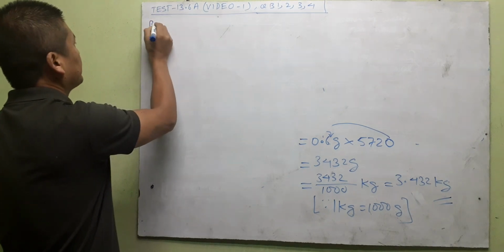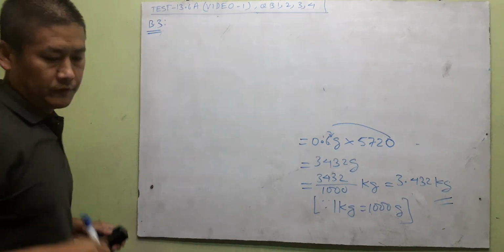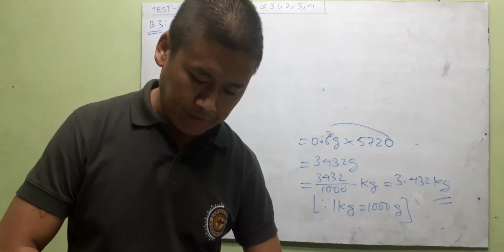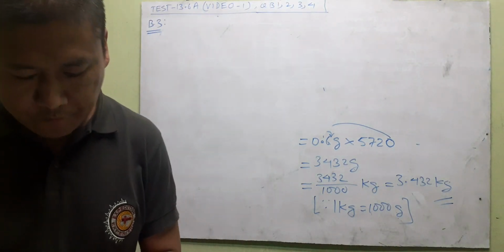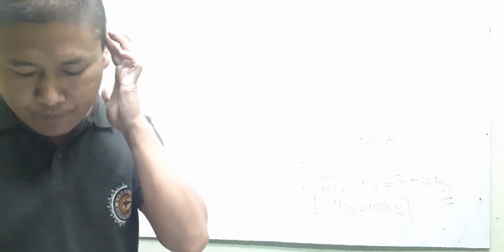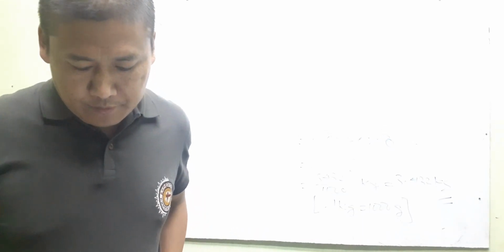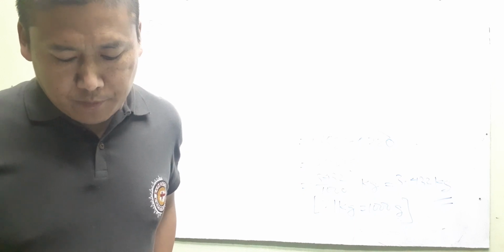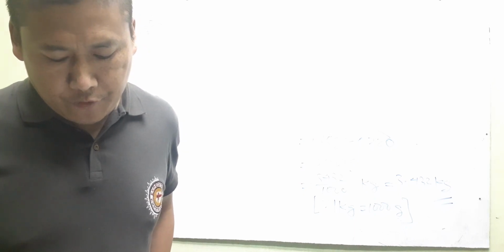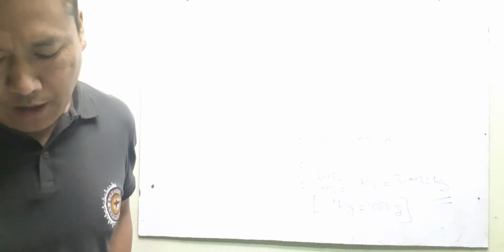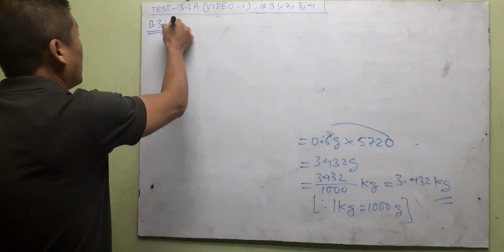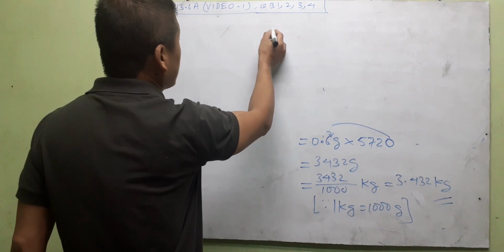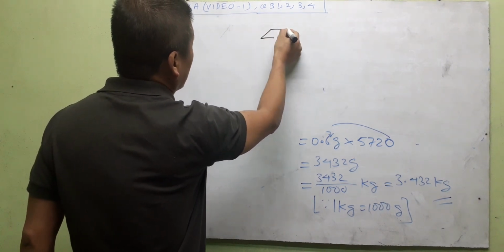B3 here. Let me read the question for us. A soft drink is available in 2 packets. Number 1, a tin can with a rectangular base of length 5 centimeter and width 4 centimeter, having a height of 15. So here, number 1, the soft drink can is available in the form of a cuboid.